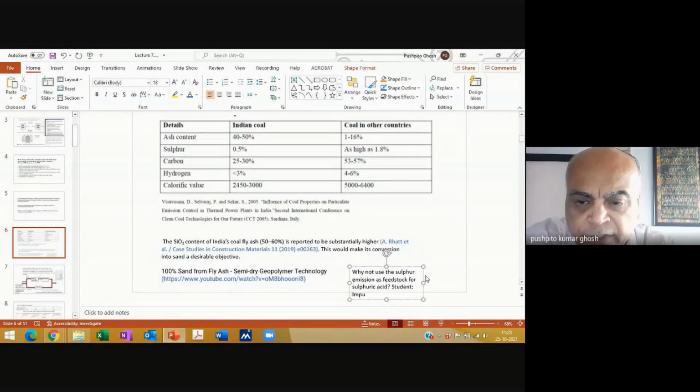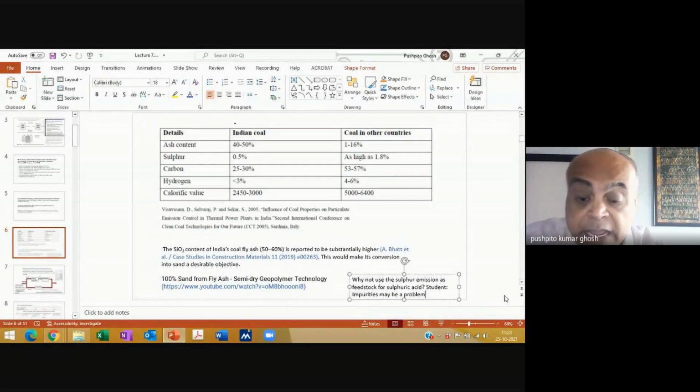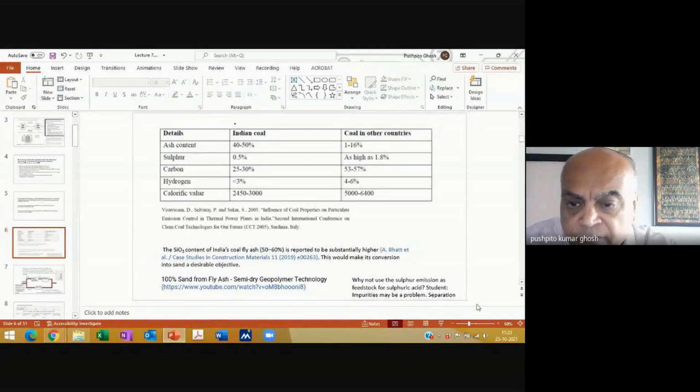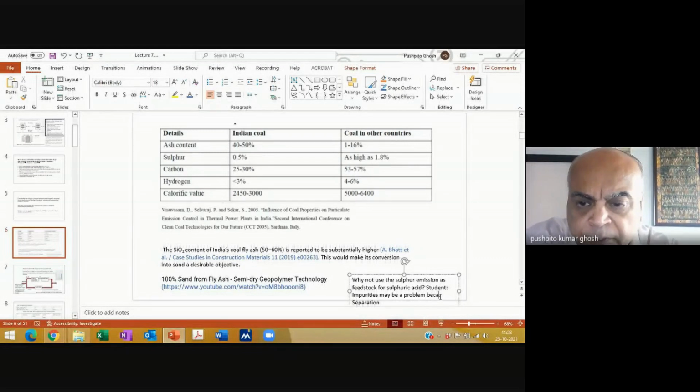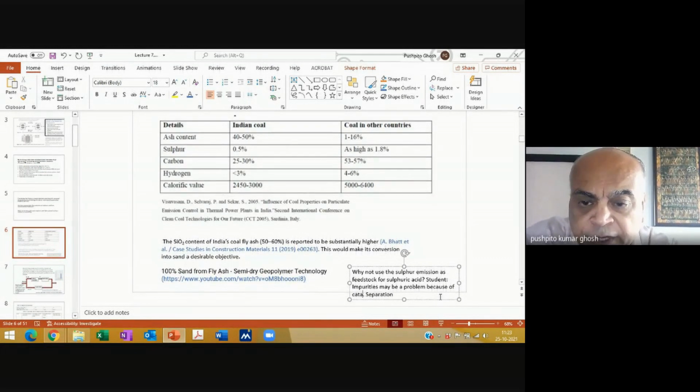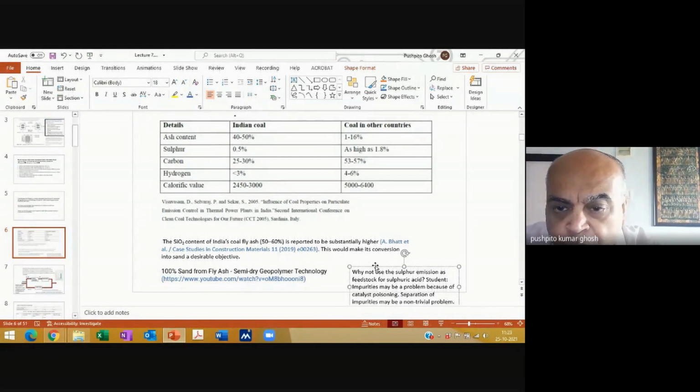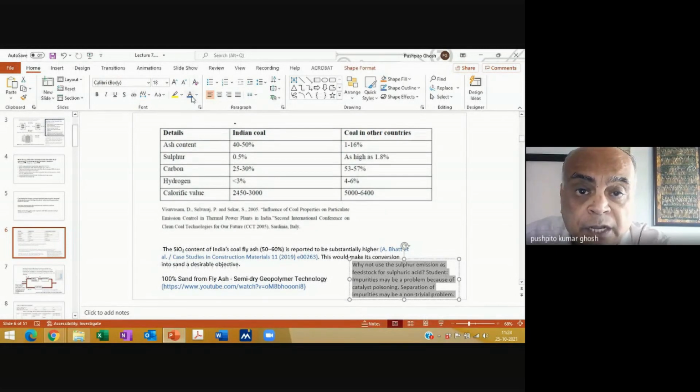Impurities may be a problem. Absolutely. Not maybe, it will be a problem. And separation is also a problem. You have to separate the impurities, otherwise it will poison your catalyst. Maybe a problem because of catalyst poisoning. Separation of impurities may be non-trivial. Correct? Have I included both your points? Yes, sir. So, these are the issues.